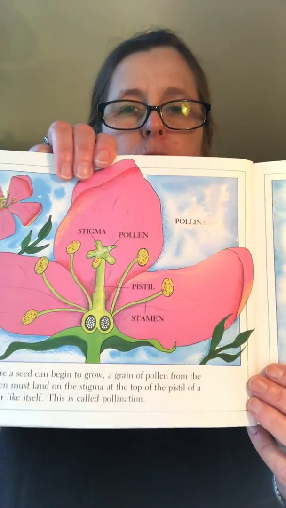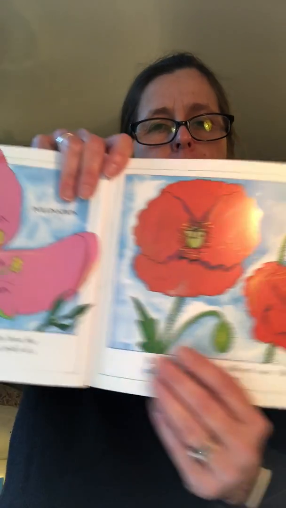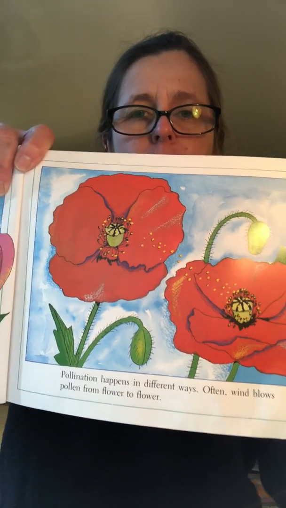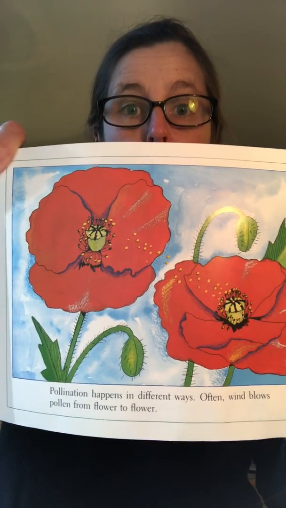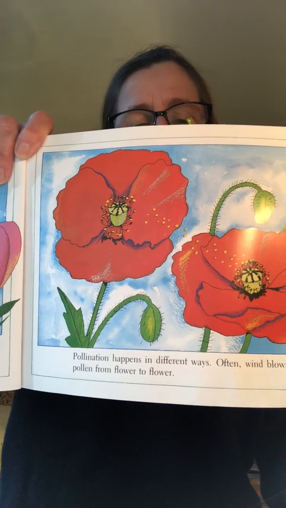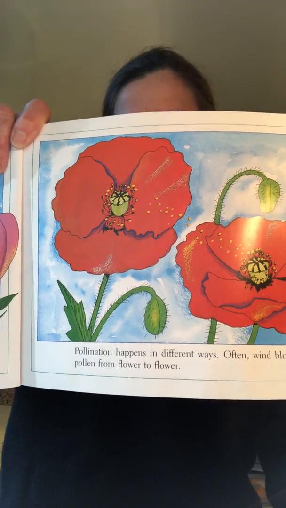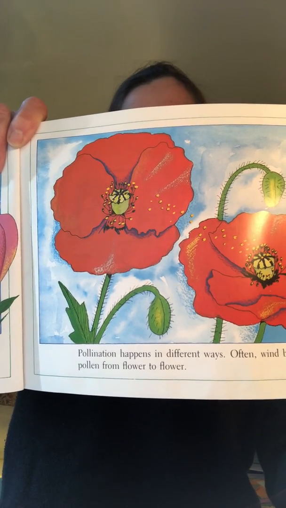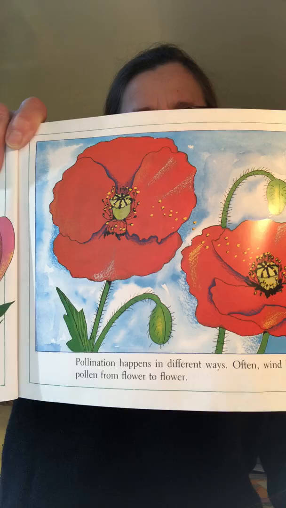Before a seed can begin to grow, a grain of pollen from the stamen must land on the stigma at the top of the pistil of a flower like itself. This is called pollination. Pollination happens in different ways. Often, wind blows pollen from flower to flower. So there's one kind of flower and its parts, and there's another kind of flower and it's showing you that wind blowing the pollen around. And you may remember seeing yellow stuff floating around or sticking on your car. That's pollen, and that is the way that those trees are making seeds for new plants.